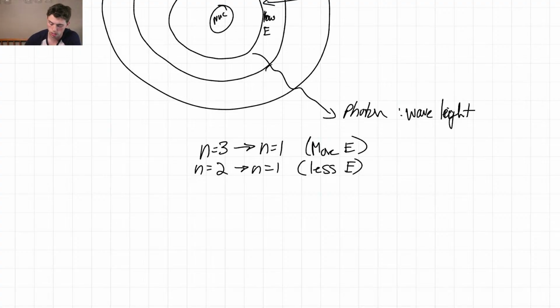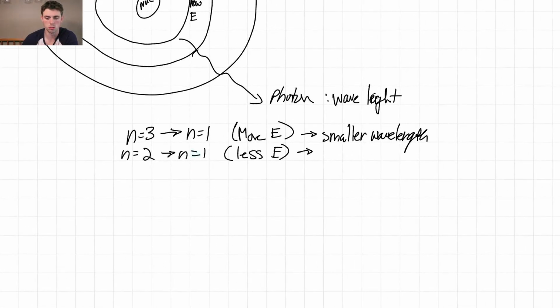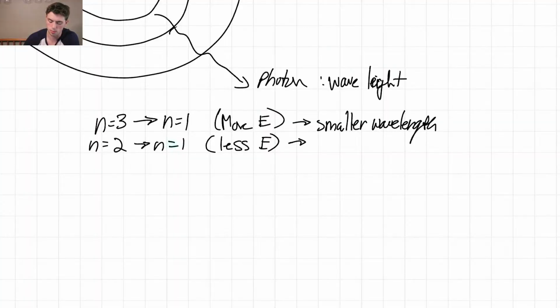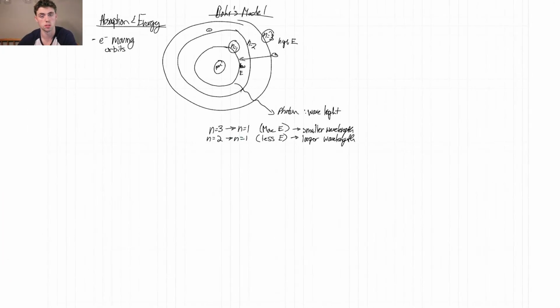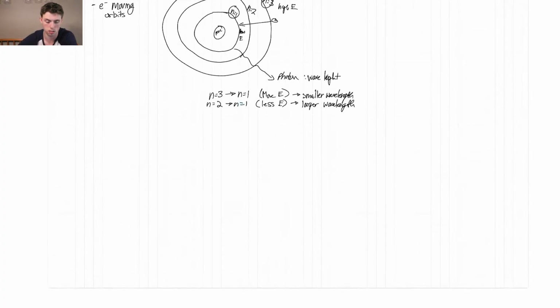So if there's more energy being released from high to low, that means I actually have a smaller wavelength. And this is going to go into Planck's constant and physics, because I think it's like c equals lambda over... I don't remember off the top of my head, but just know that a small wavelength means high energy, and a large wavelength means lower energy. So when the electrons move orbits from high to low, it spits out more energy and it's a smaller wavelength.